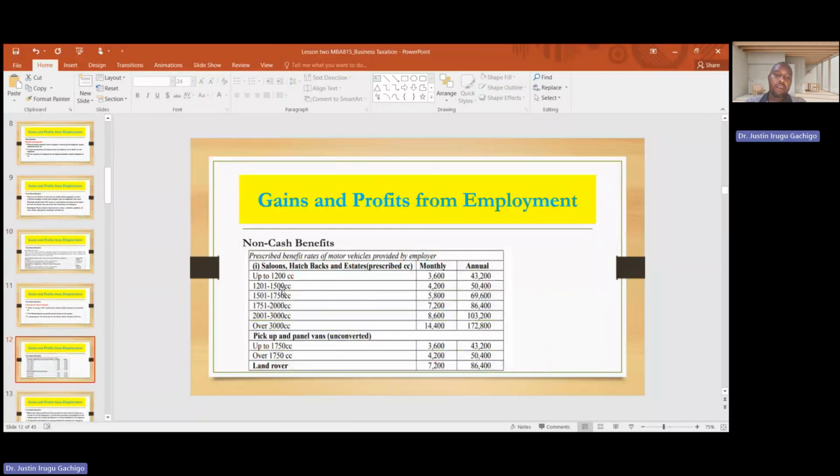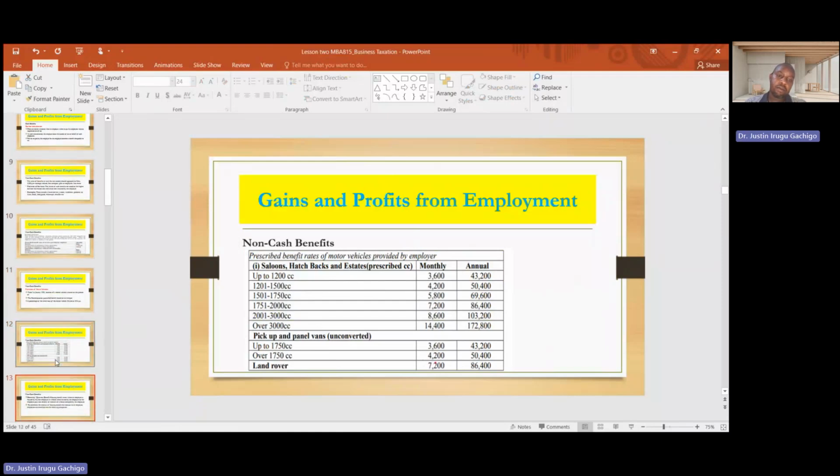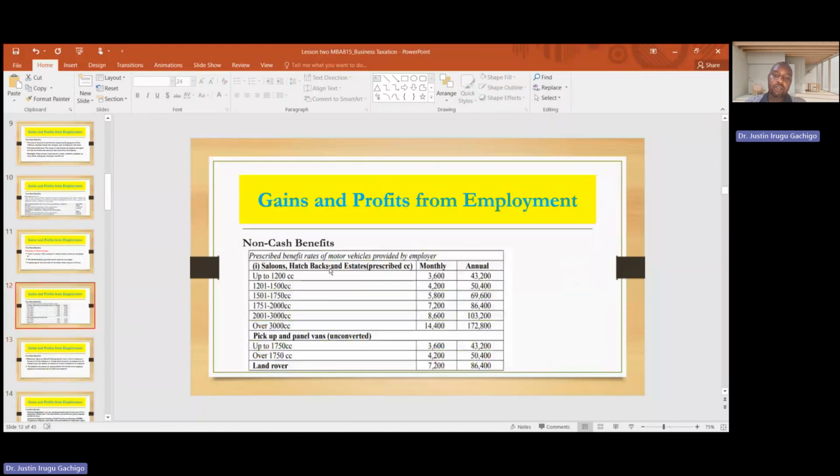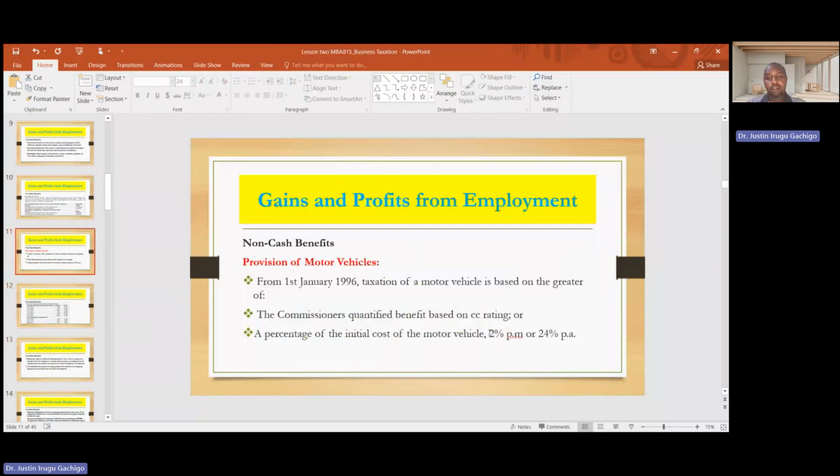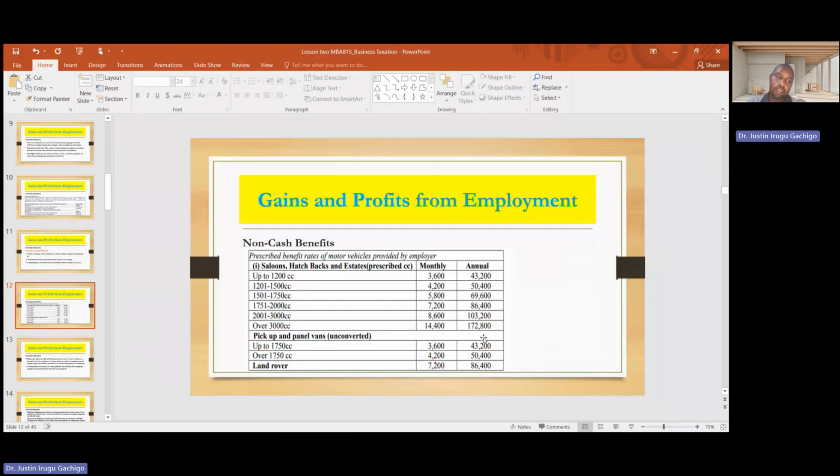So for example, if it's a car up to 1,200 cc, this is the monthly amount. These are the annual rates. Then we have all the Land Rover. The monthly rate is 7,200 and the annual is 86,400. So these are the amounts prescribed by the commissioner. So it is the higher of this amount or 2% of the initial cost of the car.